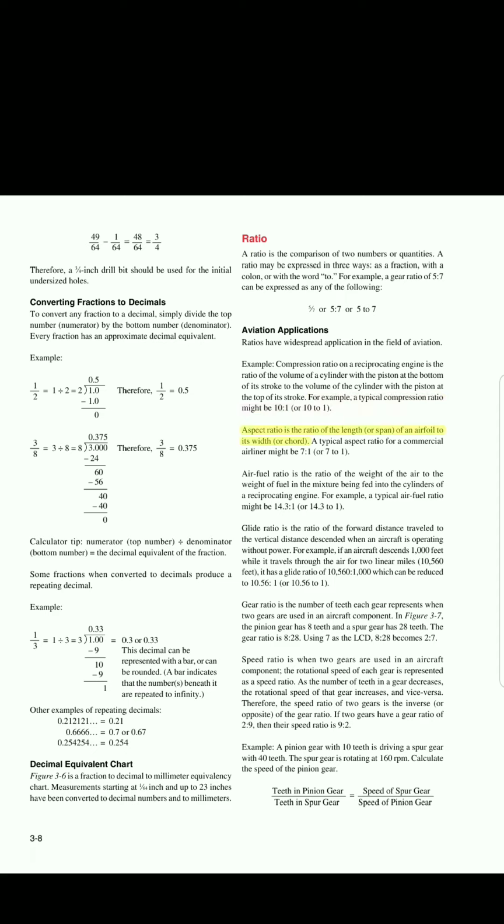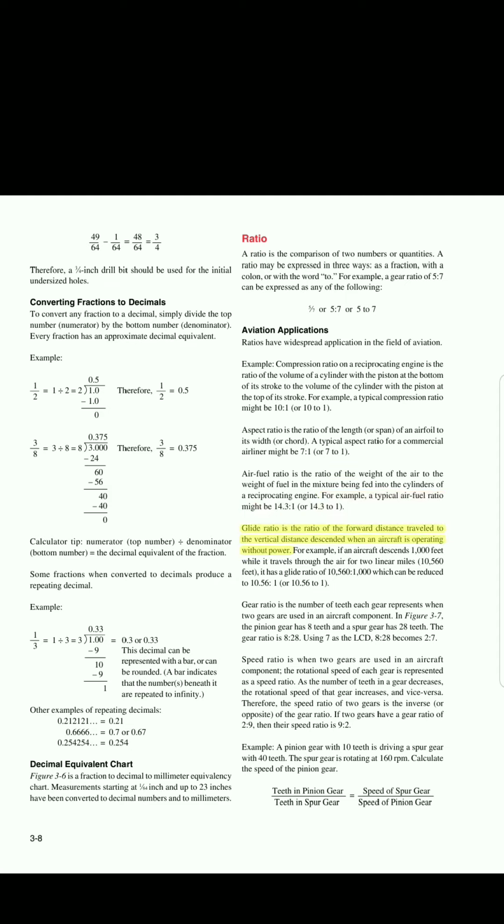Aspect ratio is the ratio of the length or span of an airfoil to its width or chord. A typical aspect ratio for a commercial airliner might be 7:1 or 7 to 1. Air-fuel ratio is the ratio of the weight of the air to the weight of fuel in the mixture being fed into the cylinders of a reciprocating engine. For example, a typical air-fuel ratio might be 14.3:1 or 14.3 to 1.